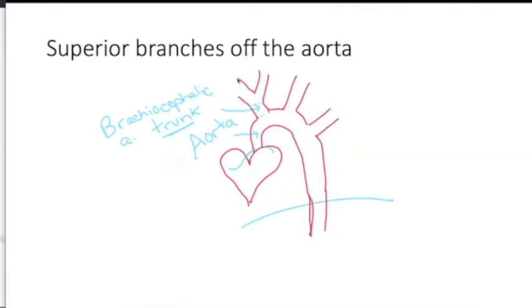And the two branches, oh, by the way, brachio means upper limb, cephalic means head. So this vessel is going to bring blood to both the upper limb and to your head. This branch here is the one that goes to your upper limb. This is specifically the right subclavian because it goes underneath the clavicle and then it heads to your upper limb.